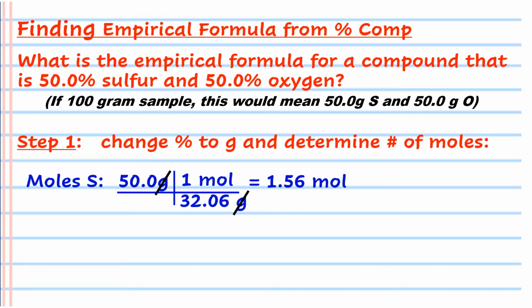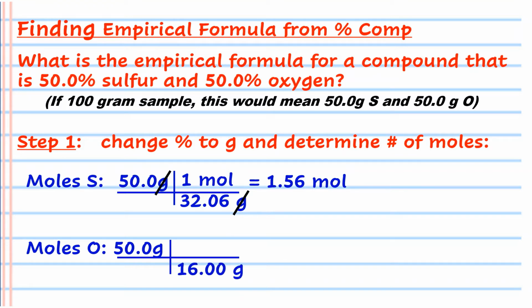And again, since it's 50% oxygen, we're going to change that to 50 grams of oxygen. We're going to do a mole conversion. The molar mass of oxygen off the periodic table is 16.00, and that's equal to 1 mole.